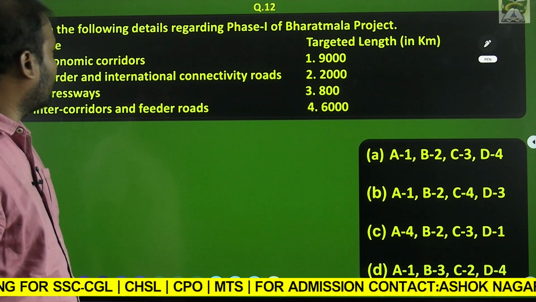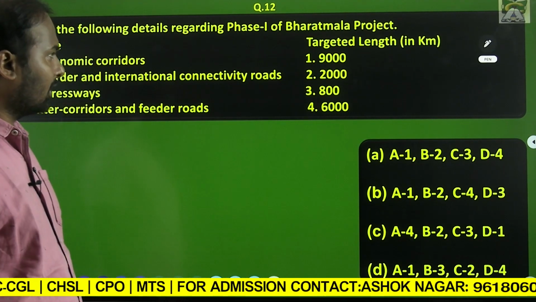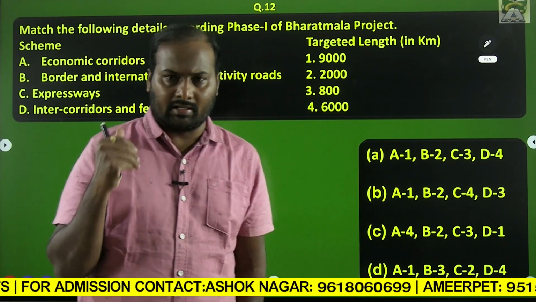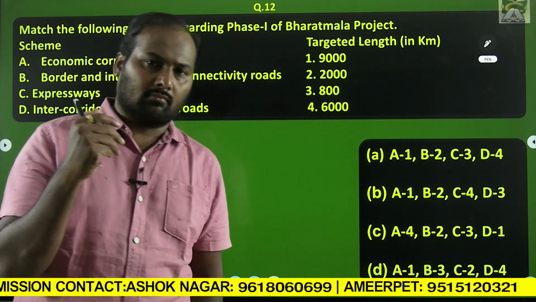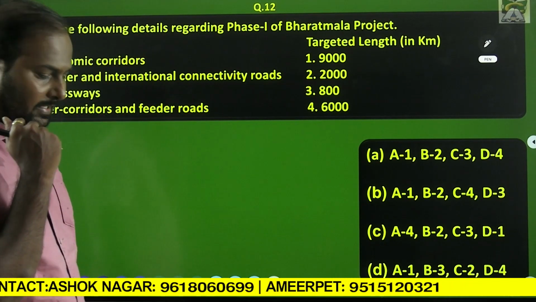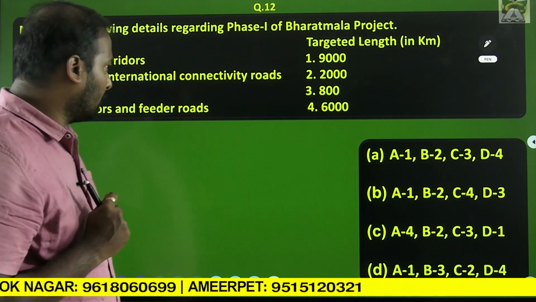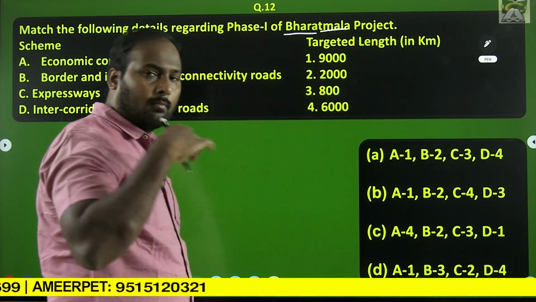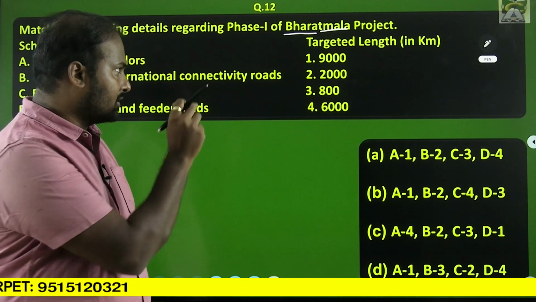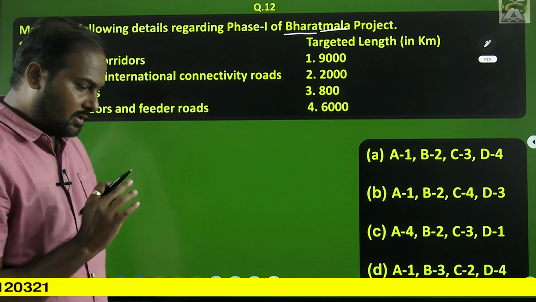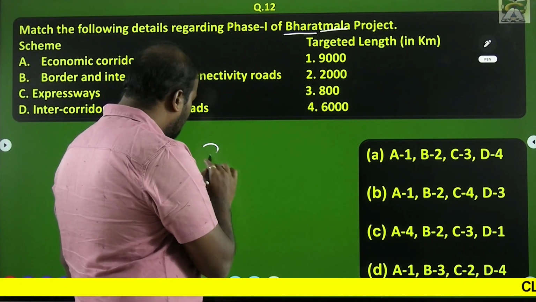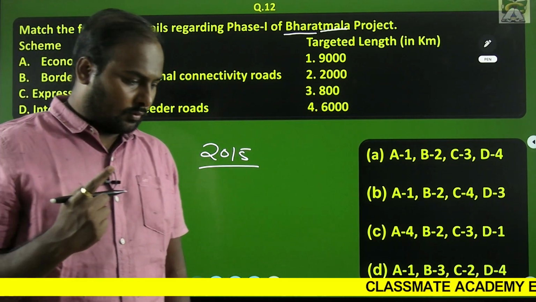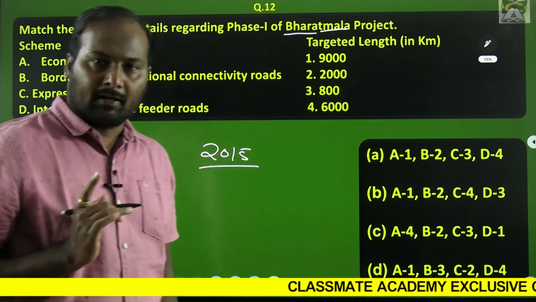Next. Which of the following details regarding phase 1 of the Bharatmala project? Again, this is also from the economy topic. There is a topic called infrastructure, and in infrastructure there is a scheme by the name Bharatmala project. Bharat means India, you know that. Mala means garland. So garland for India, that is the Bharatmala project. This project was started in the year 2015, mainly to increase connectivity in India to promote economic growth and development.